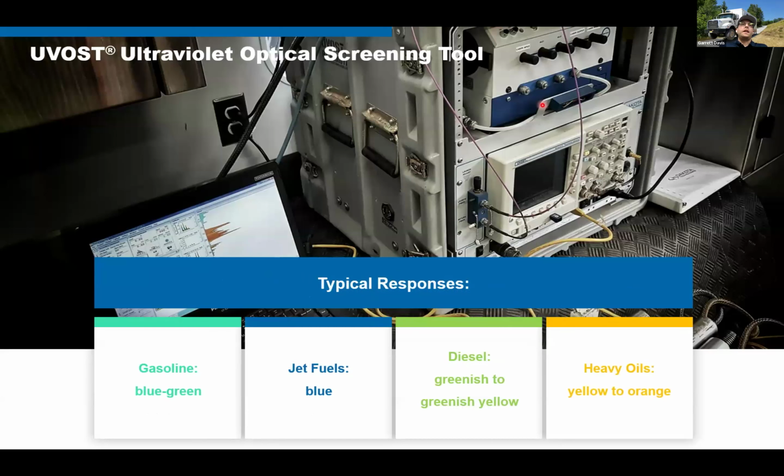and that helps us determine typical responses, where you'll get a waveform that's bluish green, and it's most likely gasoline. Jet fuels are blue, diesel is green, etc. So the probe picks up the presence of the contaminants in direct contact with the window, and the resulting waveform can be viewed real time on screen. The primary function of the UVOST system is to identify LNAPLs, or your floaters, such as we said, gasoline, diesel, jet fuel.